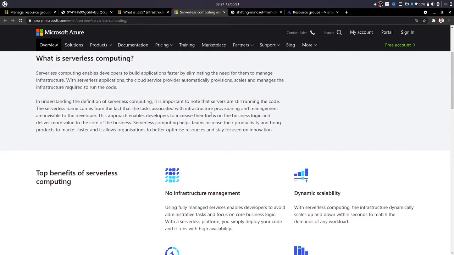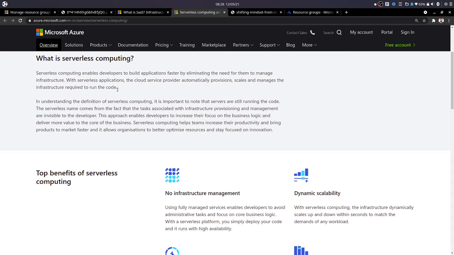With a serverless application, the cloud service provider automatically provisions, scales and manages the infrastructure required to run the code. So you provide the code for them to run and execute. What you want to run, what you want to execute, that is your lookout. Everything else, from infrastructure management to scalability and efficiency, is taken care of by the cloud provider, and in this case Azure.